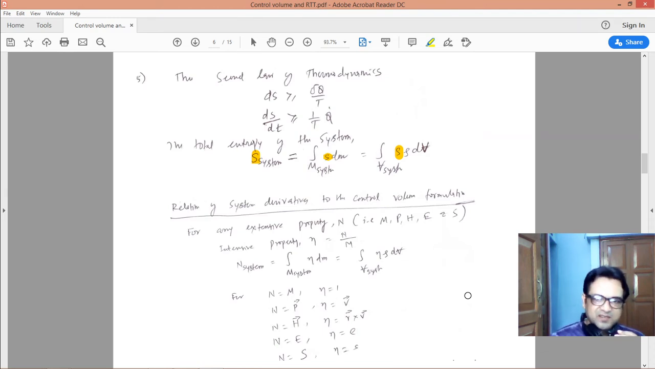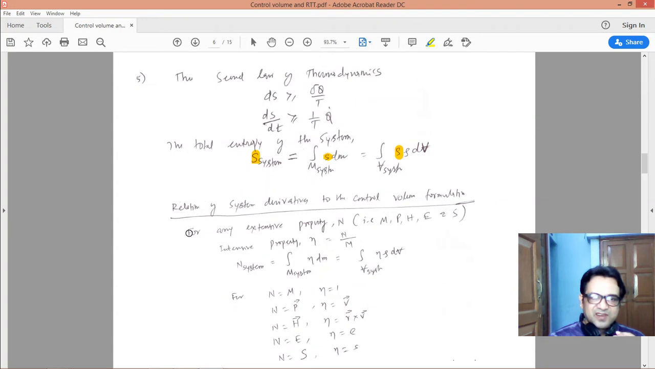Now our objective is to convert them into a control volume. Then we can use the corresponding equations for the control volume to do the fluid flow analysis.